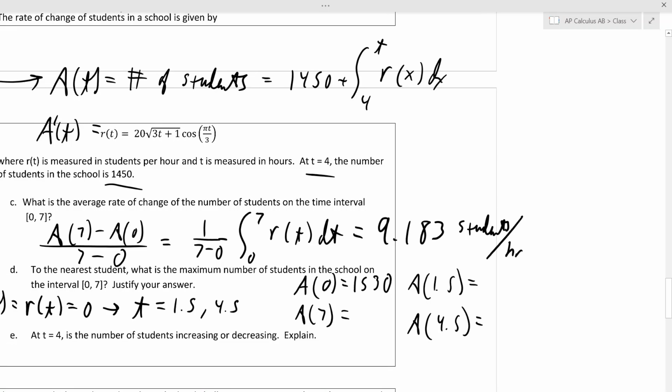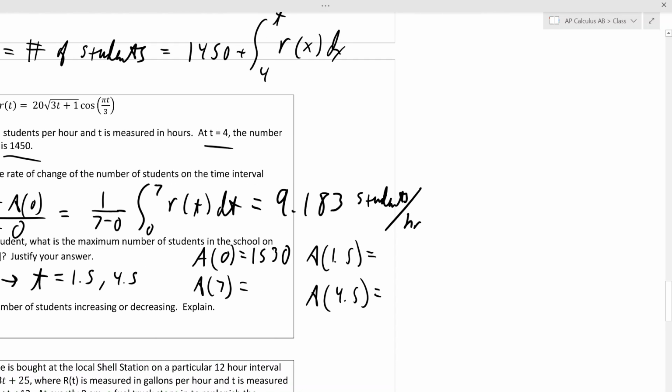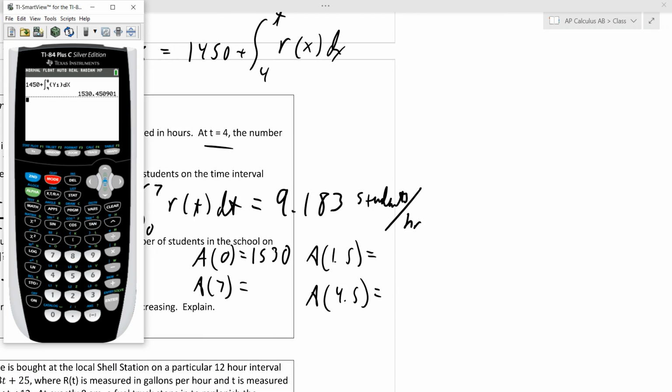But because it says to the nearest student, I'm just going to say 1530. Okie dokie. And then we're going to say a of 7, so second, enter. Let's go back and change that 0 to a 7. That's going to be the amount. It's 7. That's 1594.7, so 1595.